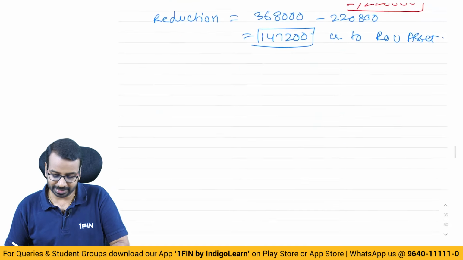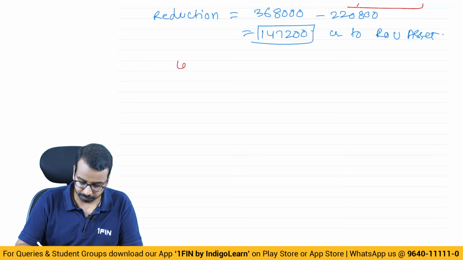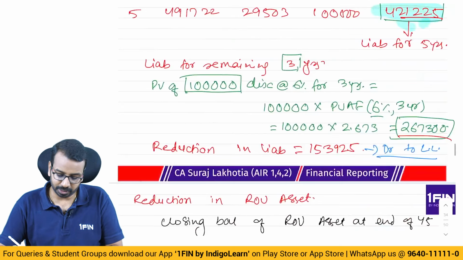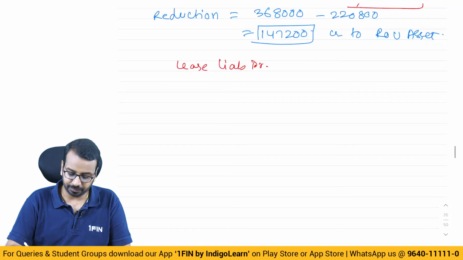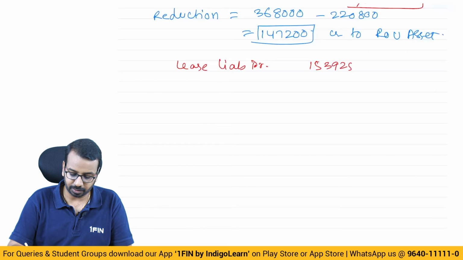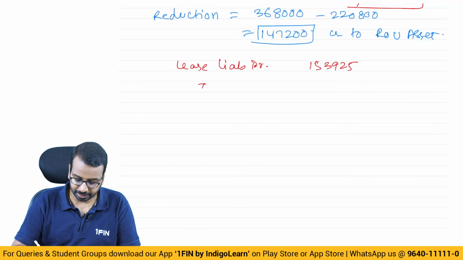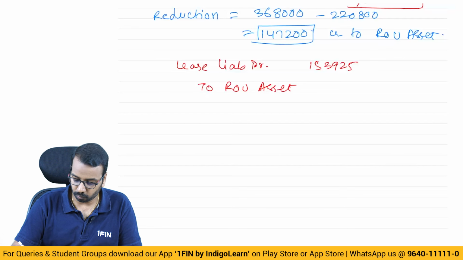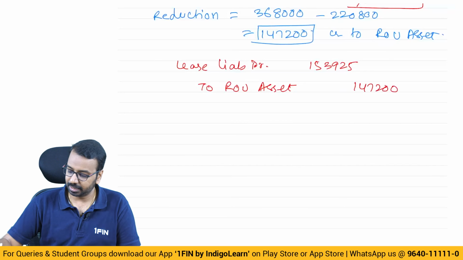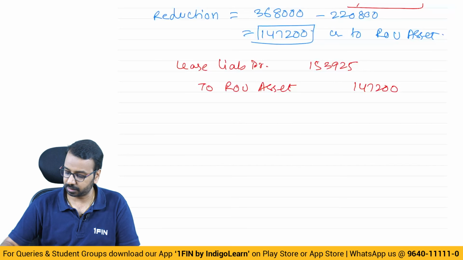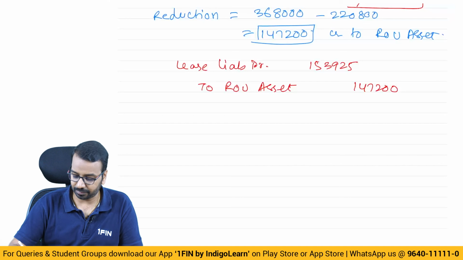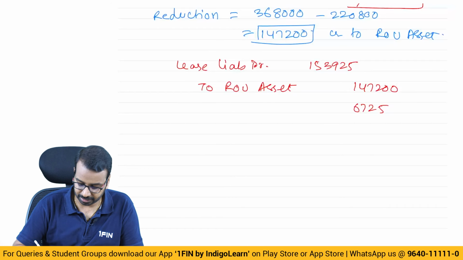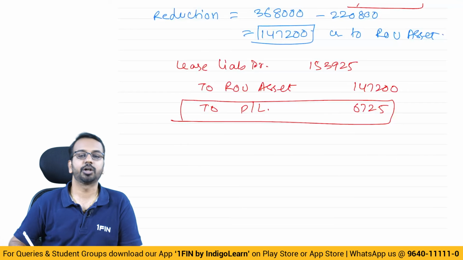So lease liability debit. Lease liability debit by how much? 153,925, and credit ROU asset 147,200. The difference, 147,200 minus 153,925, is 6,725, which will be recognized in P&L. So the gain that will be recognized in P&L is 6,725.